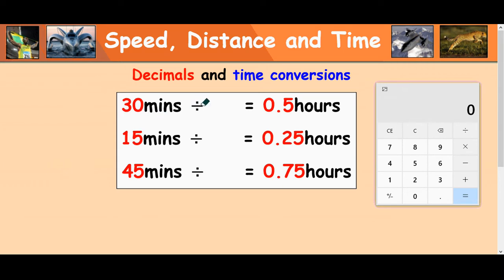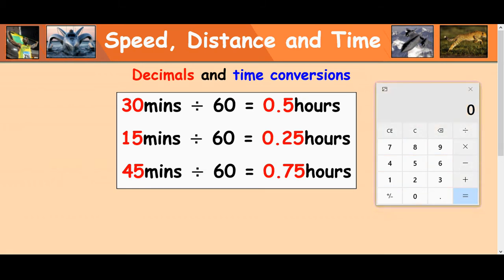So hopefully you've had to think about that and you've come up with this idea of 60, because 30 out of 60 is a half. 15 out of 60 is a quarter, which is 0.25. And 45 out of 60 is 0.75. So you can check these in the calculator. If you do 45 divided by 60, 0.75 pops out.